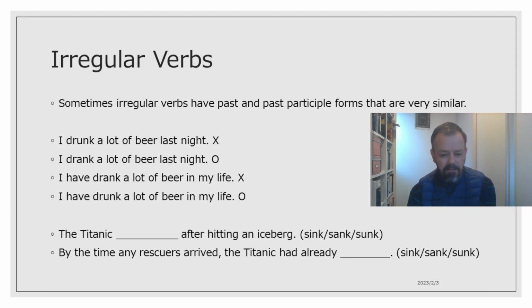By the time any rescuers arrived, the Titanic had already what? Sink, sank, sunk. The correct answer this time is sunk. Had already. So this is the past perfect tense, and we use the past participle form. So these kind of irregular verbs can also cause trouble with tense because people use the wrong form of the word.